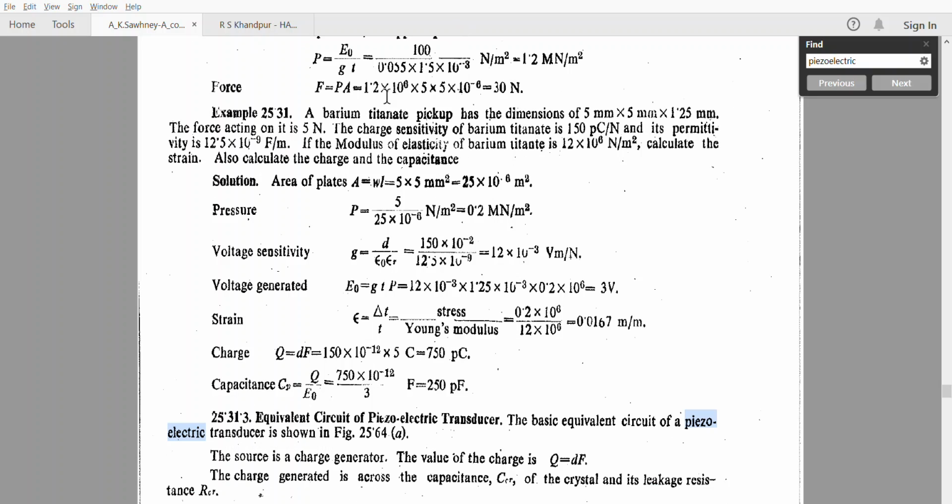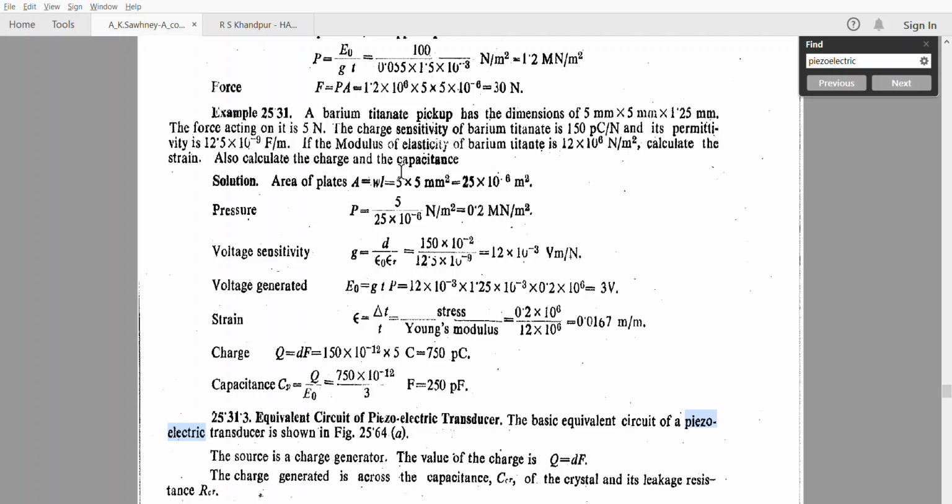Here you see a barium titanate pickup with a dimension of these values, force acting on it is 5 newtons, charge sensitivity they have given, permittivity they have given. Here they have given, but in the examination if they don't give, you should be in a position to write. If the modulus of elasticity of barium titanate is 12 into 10 power 6 newton per meter squared, calculate the strain, calculate the charge and the capacitance.